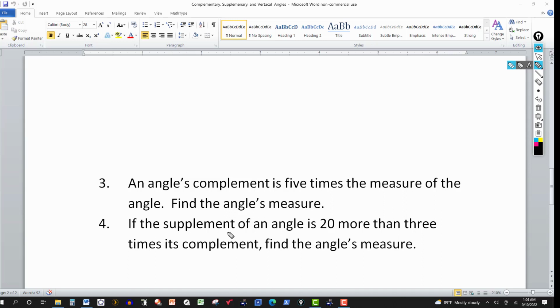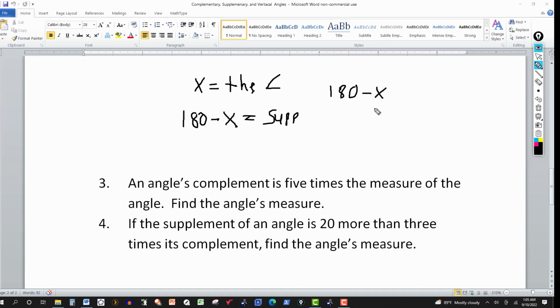If the supplement of an angle, okay, so here we're looking for the angle. So let's say x equals the angle. And we're talking about a supplement, so to get the supplement, we simply subtract from 180. 180 minus x is equal to the supplement of the angle in question. And now we just take the statement and write an equation.